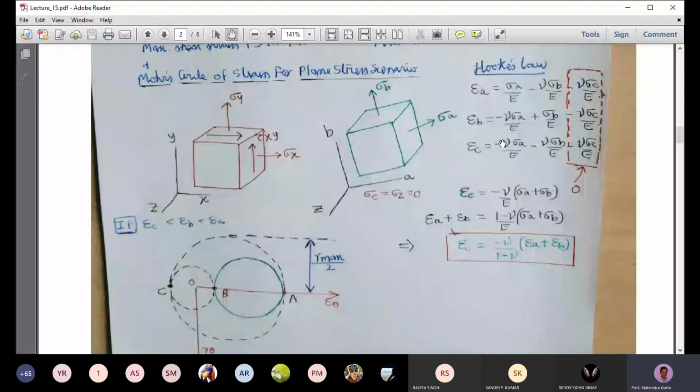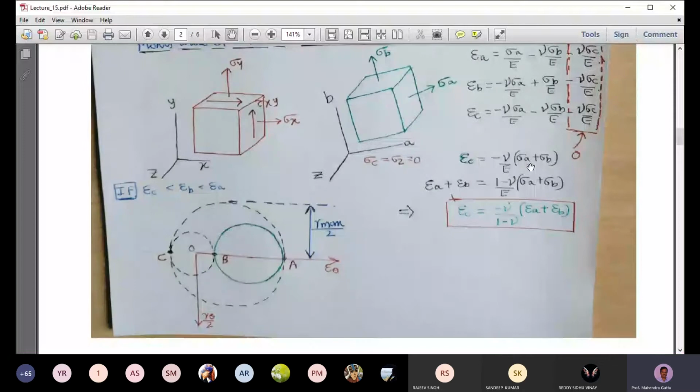And we can add up these first two equations, epsilon A plus epsilon B. What will happen is you will have sigma A into 1 minus nu by E plus sigma B into 1 minus nu by E. So we take 1 minus nu by E common, and we get the sum of epsilon A plus epsilon B as 1 minus nu by E times sigma A plus sigma B. Now if you see here, the sigma A plus sigma B terms are common on the right hand side for both these equations.